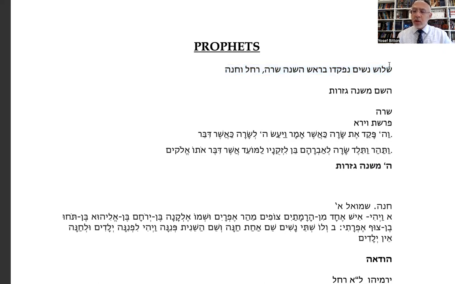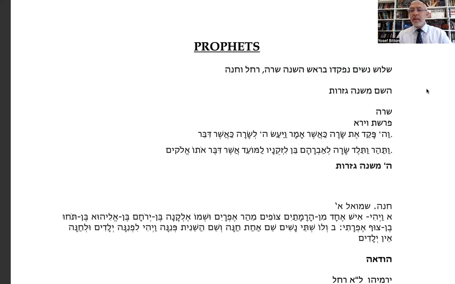Chachamim said, Shalosh Nashim Nifkedu Berosh Hashanah: Sarah, Rachel, and Hannah. Three women conceived after being barren for many years. They couldn't have children, but they finally conceived on Rosh Hashanah. And we remember them. One is Sarah, Abraham's wife, and the first matriarch of the Jewish people. As you know, she was barren for many, many years.